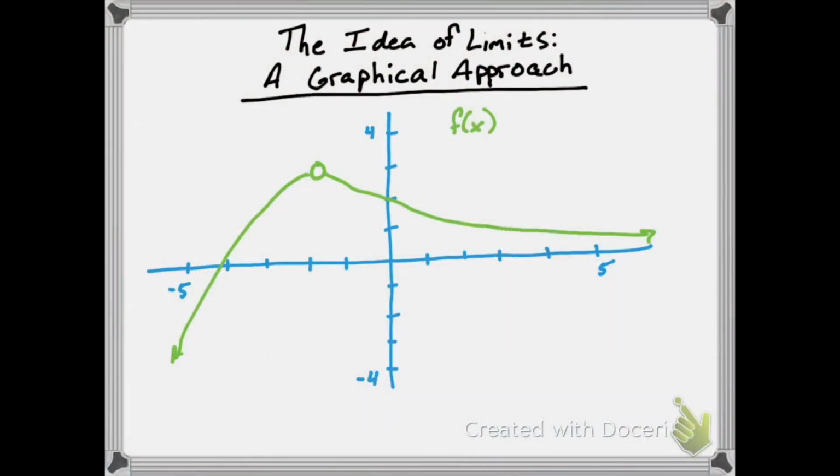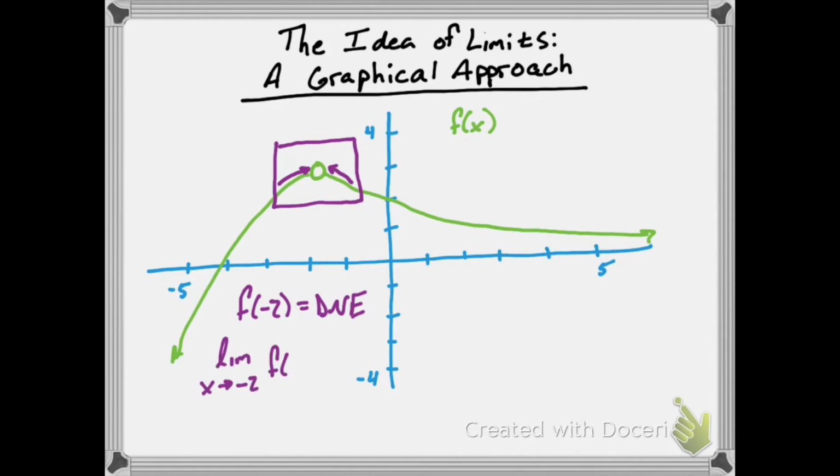The idea of limits, a graphical approach. Let's take a look at this function and specifically hone in around x equals -2. If we try to evaluate the function at -2, there's no point there, so certainly f of -2 does not exist. However, if we look around -2 and we inch closer from the left and the right, we see that the function looks like it's getting closer and closer to a y value of 3.